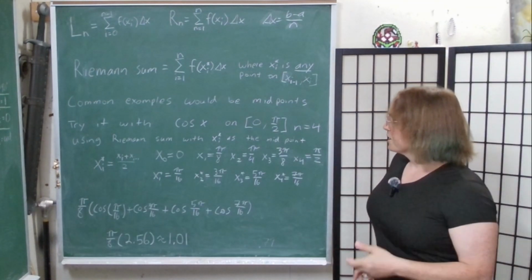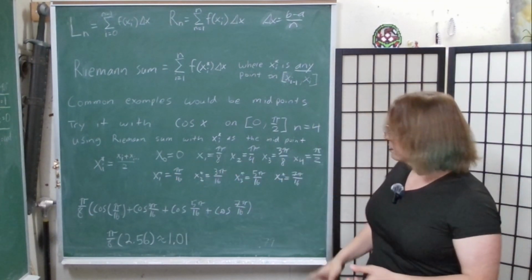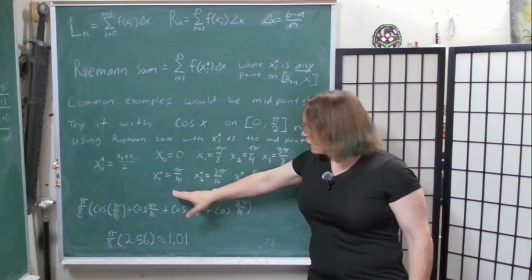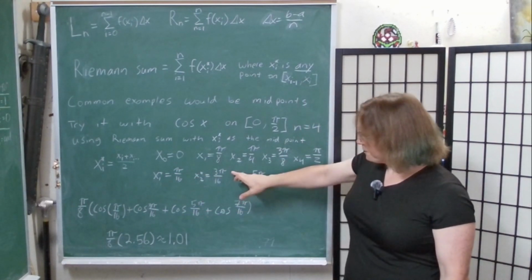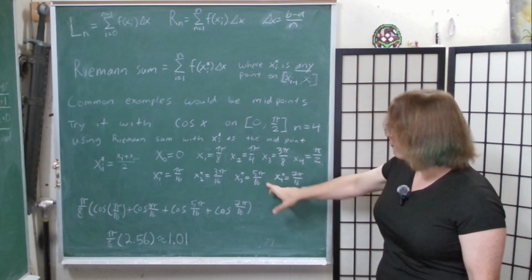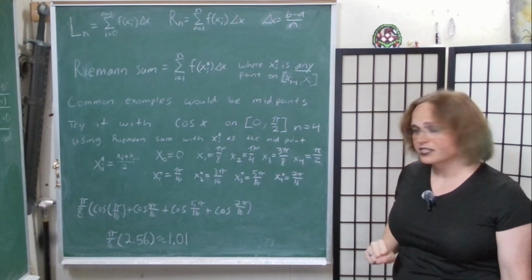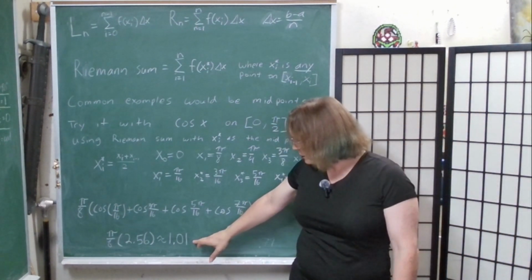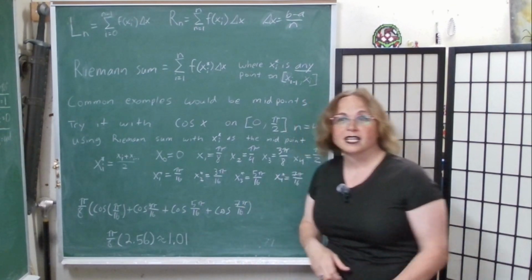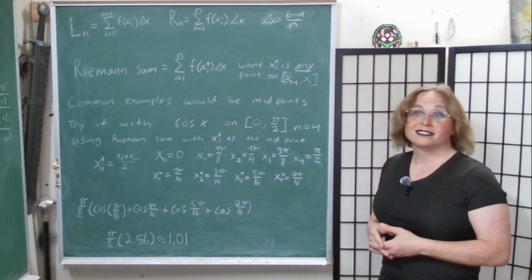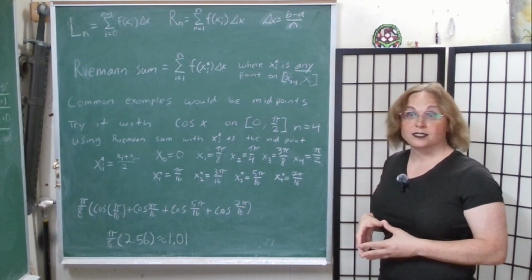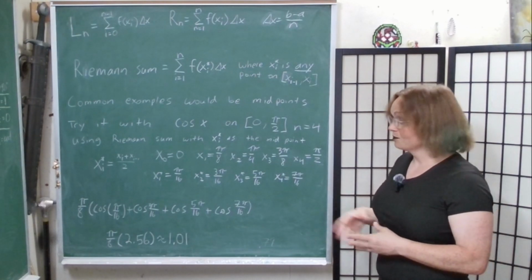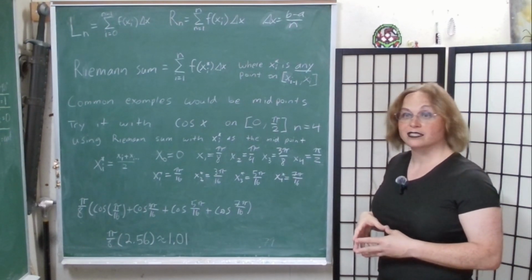So, as you can see, we use the same partitions. We found that our x stars were going to be pi over 16, 3 pi over 16, 5 pi over 16, and 7 pi over 16. Plugging that into our summation, we got that our answer was about 1.01. Now, what we'll find later is that the actual answer to this is 1. So that's actually really, really close.